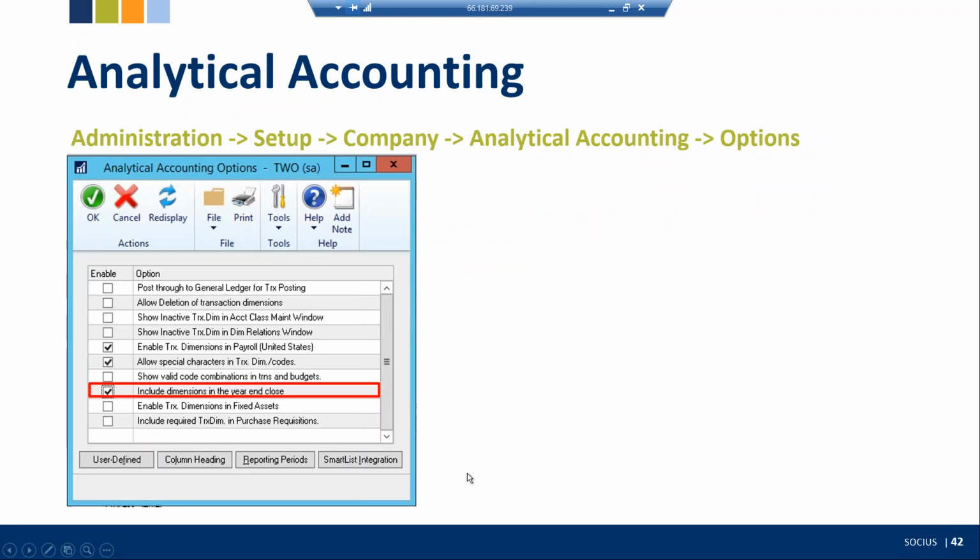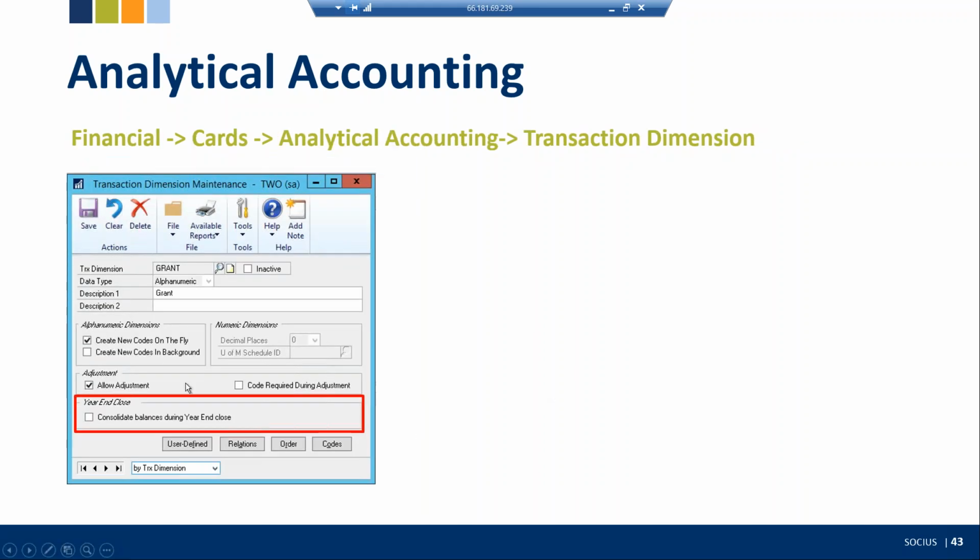So what we're talking about here is, do you include dimensions in your year-end close? That's really what this is all about. This setting is specifically a one-time setup, and then you'll see that we can set this for different dimension codes also. So this setting has to be checked, and then this is part of the year-end as well. So I have a dimension called grant, and this allows me to check box if I want to consolidate the balances during the year-end close. So in other words, carry forward a beginning balance.